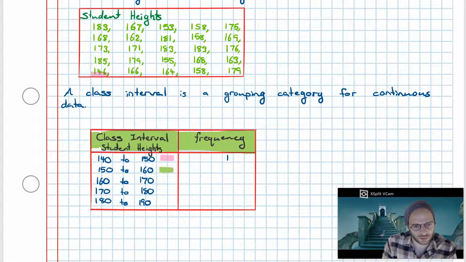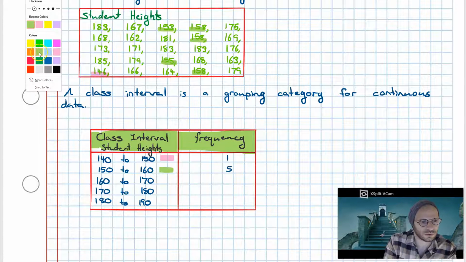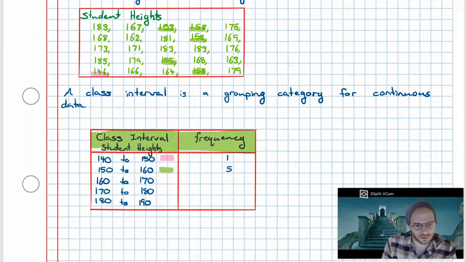Next one across, we go 150 to 160. So in the first row we have 150, 158, 158 again, 155, and 158. So we have 1, 2, 3, 4, 5. So 5 items.